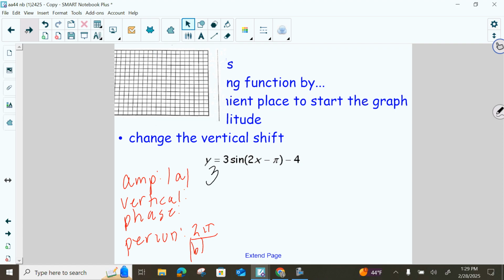Okay, how about vertical? Faith, what do you think? Up or down by how much? Down 4. So remember what I could say, right? I can say down 4, or I could say the vertical translation is -4, right? Andrew, how about phase? I'll give you a hint. It's not right pi.